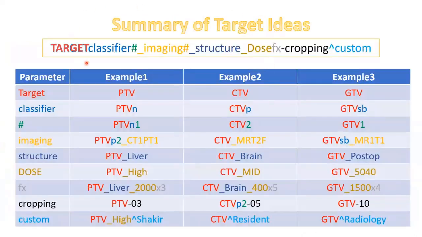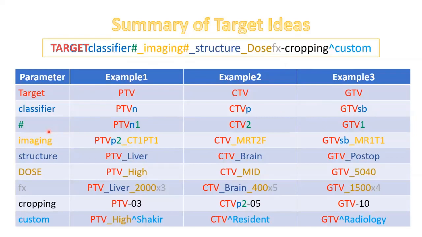So this is the summary of the ideas. So we have the target, classifier, number, imaging, structure, dose, FX for the fraction, cropping, and custom. Example, so if you use only target name, so you'll use PTV, CTV, GTV. Excellent, that's it. If you would like to use the classifier as second identity for your PTV or CTV, you could use PTVN, CTVP, SP, and so on.